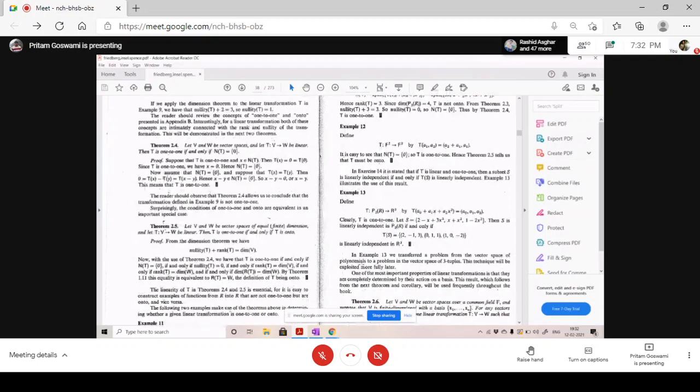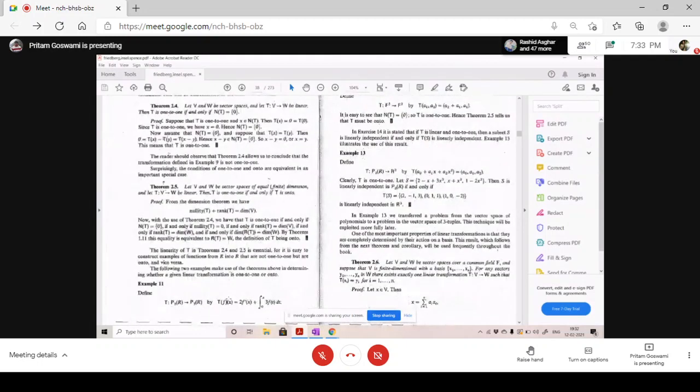After this, there are some examples. If you want to check, do you want to check one example yourself? Anyone interested? Just a simple example, this one. Are you sure that null space will be 0? They have just written it is easy to see that null space of T is 0, but is it really easy for you to see?